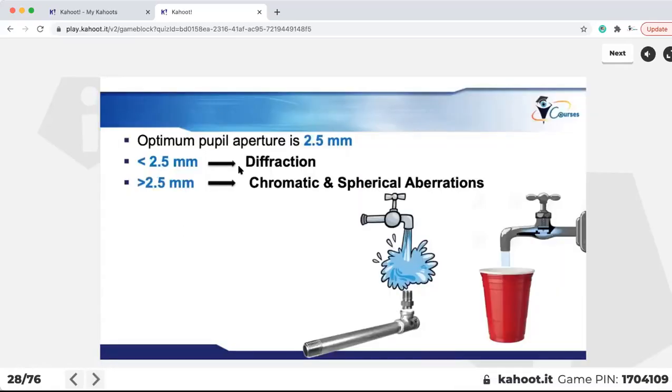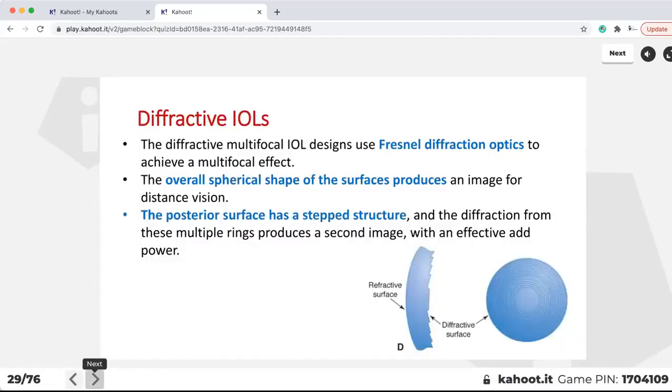As we mentioned, when the pupil is small, this will result in diffraction, which will cause decreased visual acuity. And the diffractive intraocular lenses are based on the principle of diffraction. So the surface or the back surface of the lens will have a diffractive surface, and this diffractive surface making these steps will cause a secondary image.